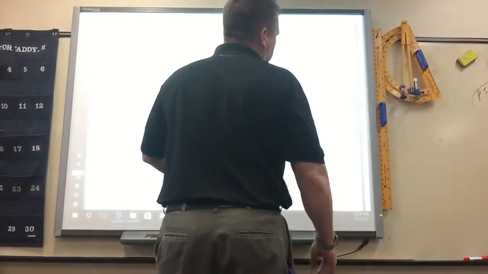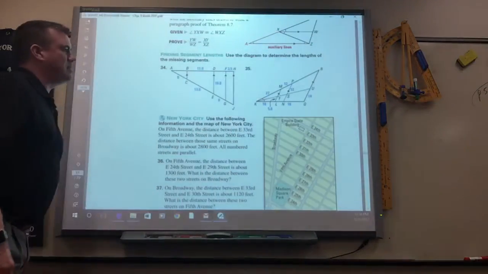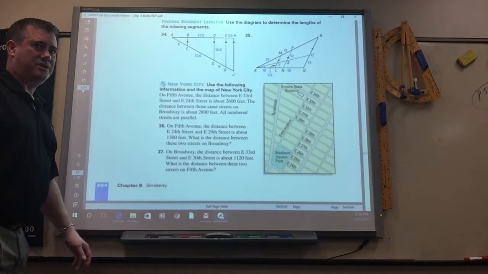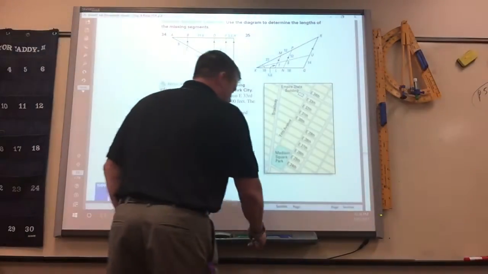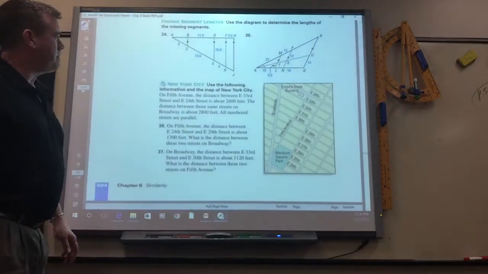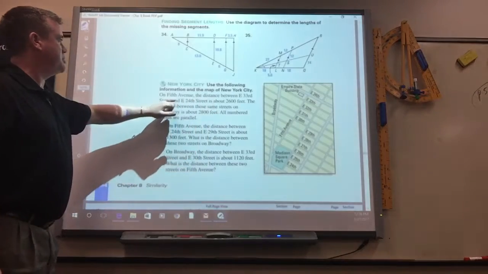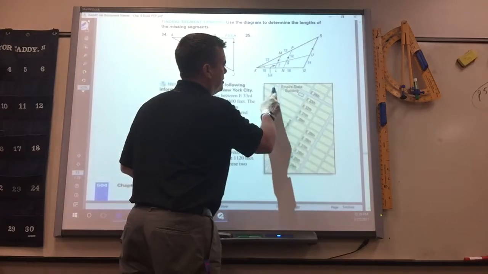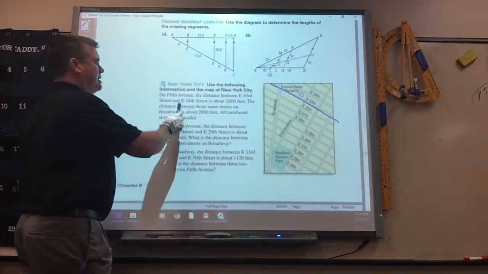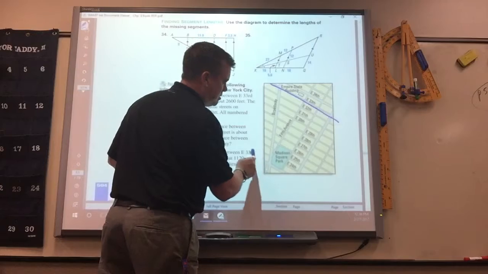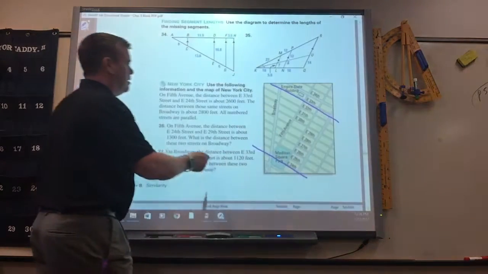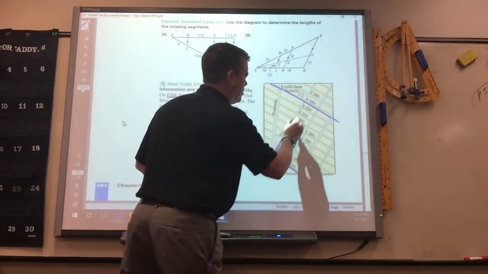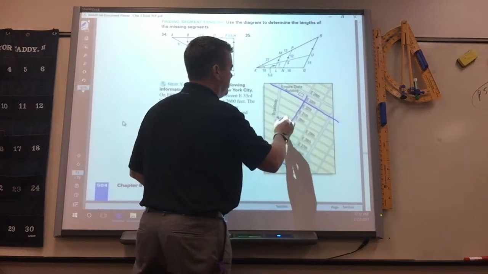Hints on these, starting from the back. If you got it on iTunes you can draw. 36 and 37 are easier if you can draw on there, because it tells us here the distance between East 33rd, which is right here, and East 24th. This is a map of New York, on 5th Avenue. That distance is 2,600 feet.